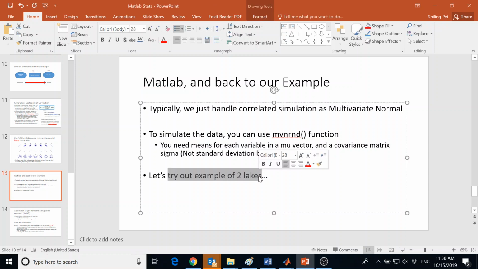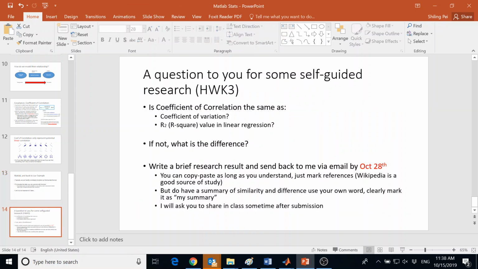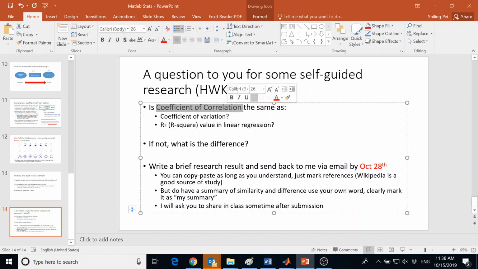Okay. We tried out our example, and now we've got a homework. Oh, you're like, this guy's doing homework online, this is bad. As a graduate student, this is a graduate-only class, so I expect everybody to be able to do some self-guided research. It's a simple question. We got a coefficient of correlation, right? We introduced it here. Is that the same as the coefficient of variation? Is that the same as the R square value, because in linear regression that is also from -1 to 1? Are they the same? If not, what's the difference?